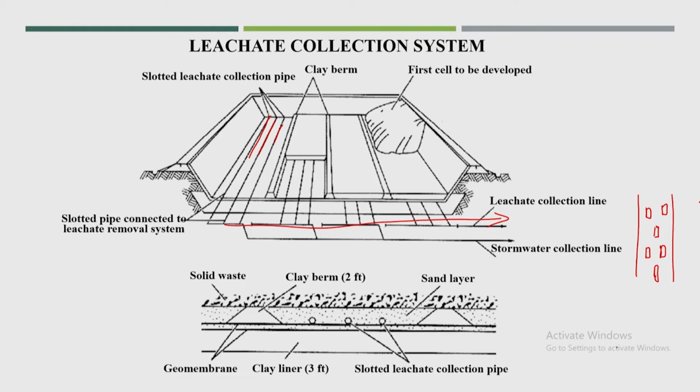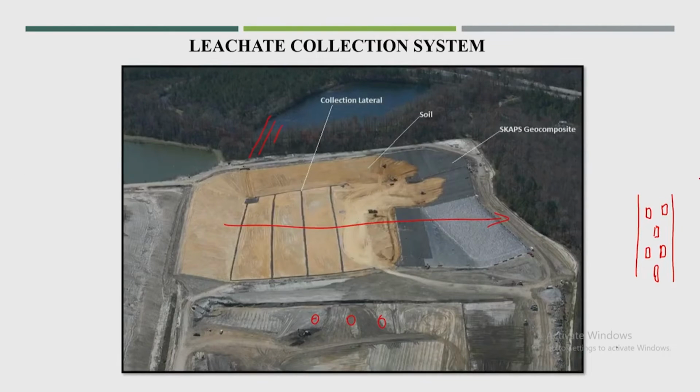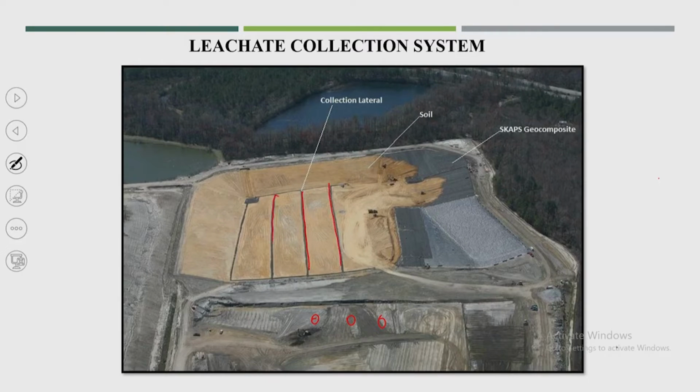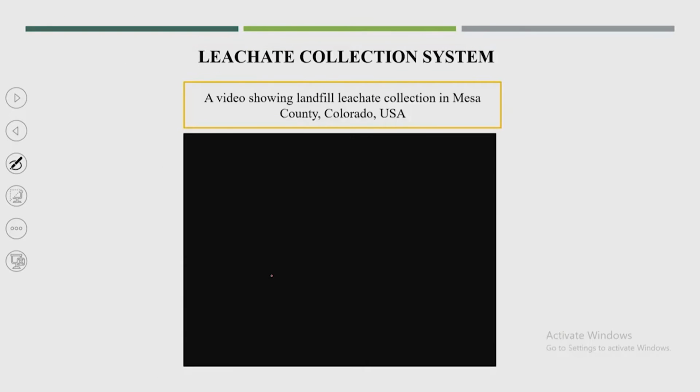You can see here these are the pipes, the slotted pipe connection, the leachate collection pipes. These are the collection pipes. Now, I have a small 2-minute video, so that way you can also see how these pipes are laid down.